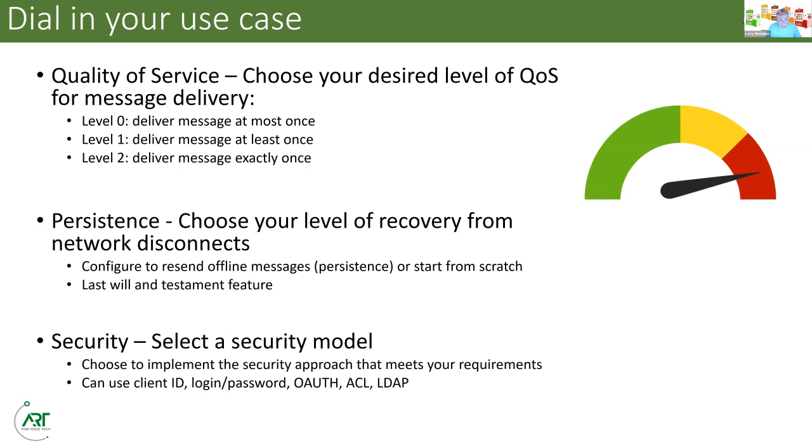And directly related to quality of service is persistence. You can also configure how you want to deal with offline messages. You can configure the broker or the publisher to implement persistence. So if you've got a communication and maybe a publisher goes offline, it can then queue up the messages that need to go out. Once the network comes back available, it'll go ahead and send those queued up messages. So again, dialing in your level of resilience to network outages and things of that nature.